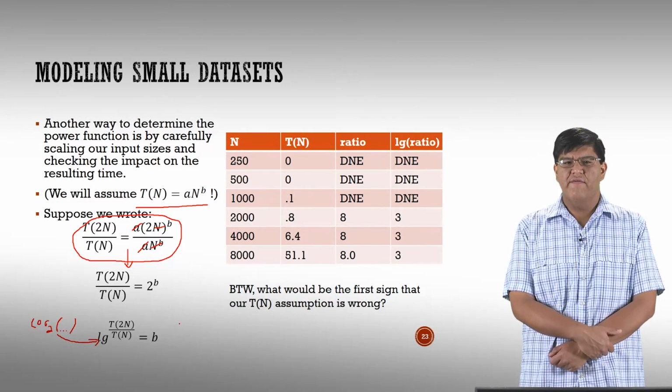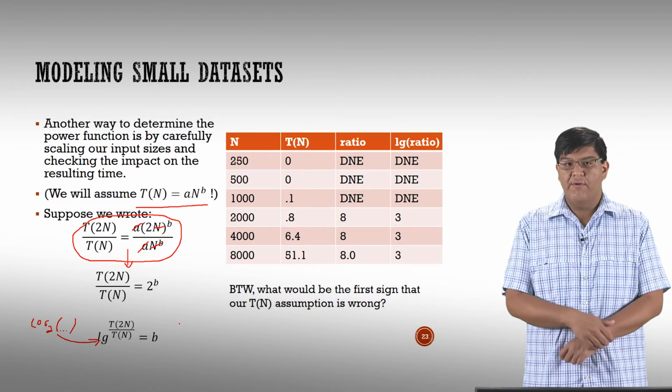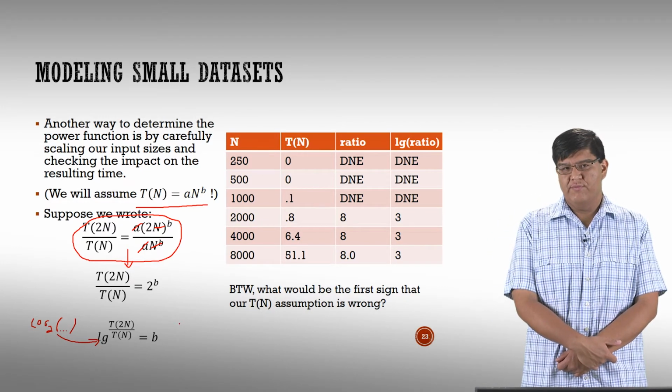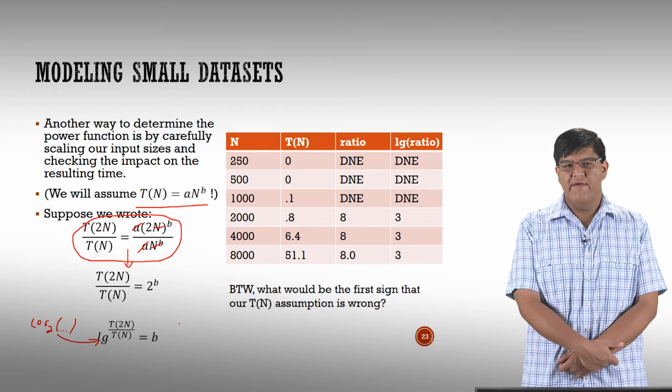All right, just a little FYI for the notation. So basically what this is saying is the following. I can recover b, that power in my assumed T(n), by taking the log of T(2n) divided by T(n).